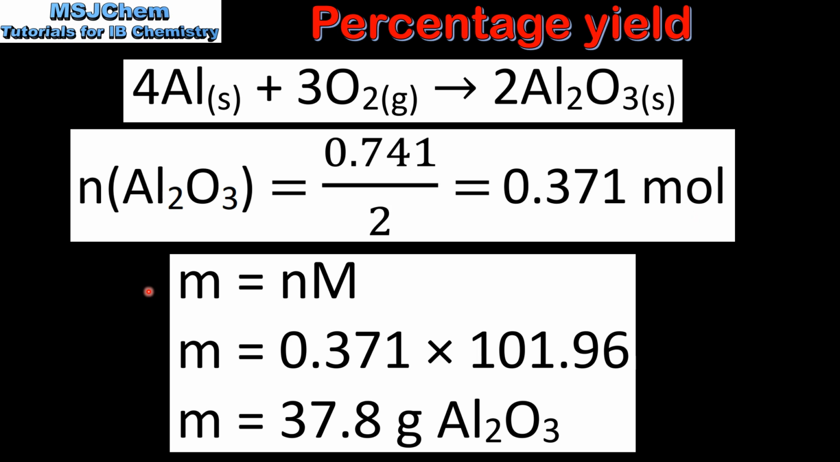The next step is to convert from amount in moles to mass in grams, using the equation mass equals amount in moles multiplied by molar mass. The amount in moles is 0.371, and the molar mass of aluminium oxide is 101.96 grams per mole. This gives us a mass of 37.8 grams of aluminium oxide.